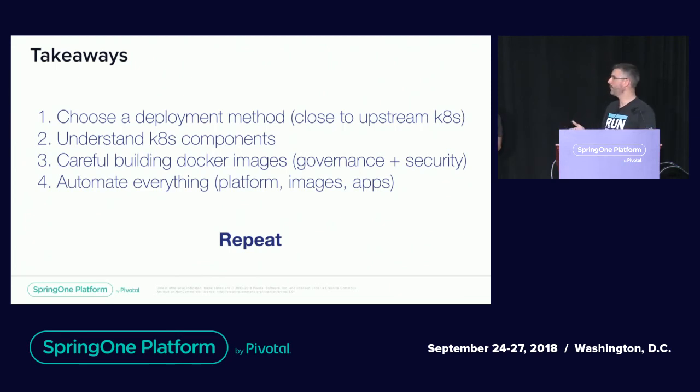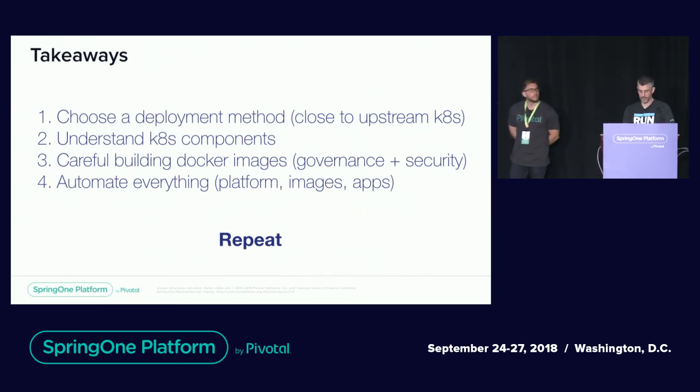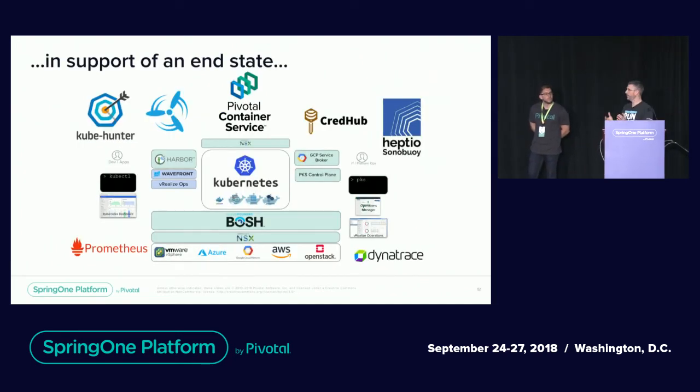Be careful building your Docker images. Put governance and security into every single layer. And automate everything. So start with your platform, automate the building of your images, automate the deploying of your apps. Once you have this down, repeat again and again, and that will help you get to a good state. So just to recap, we've talked about Kubernetes and containers are not your end state. There's an entire ecosystem of things you need to be aware of to get to that productivity zone.